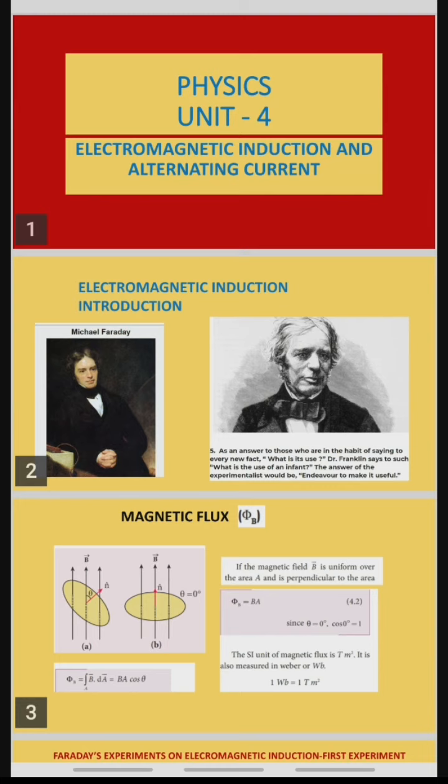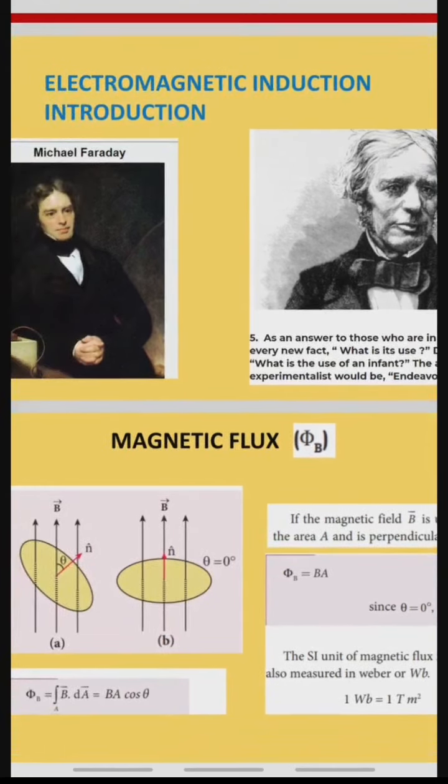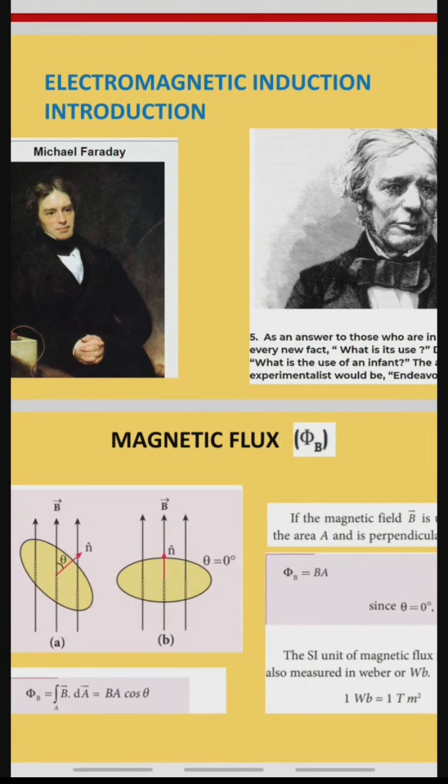Next one, magnetic flux. What is the magnetic flux? The magnetic flux through an area A in a magnetic field is defined as the number of magnetic field lines passing through that area normally, and is given by the equation Φ_B is equal to the integral of B vector dot dA vector. So the integral of B vector dot dA vector is equal to BA cos θ.